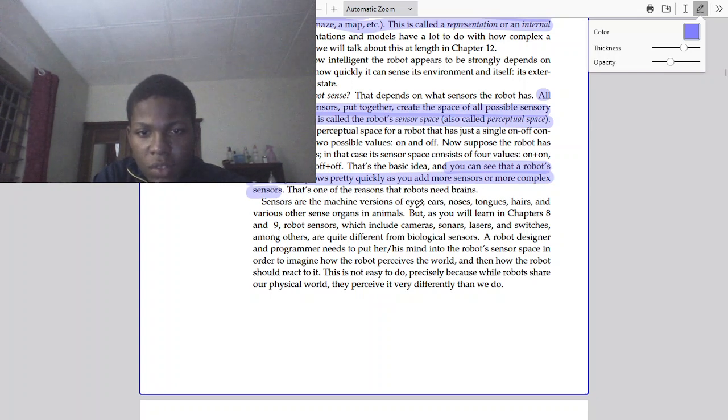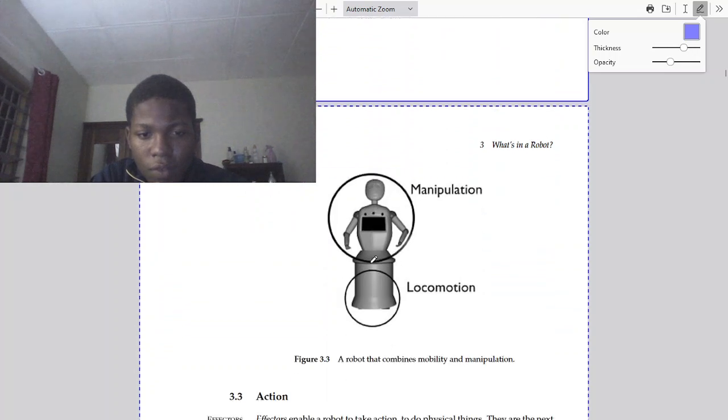Sensors are a machine version of eyes, ears, noses, tongues, and various other sense organs in animals, which you will learn in chapters 8 and 9. Robot sensors, which include cameras, sonars, lasers, and switches, among others, are quite different from biological sensors. A robot designer or programmer needs to put his or her mind into the robot sensor space in order to imagine how the robot perceives the world, and how the robot should react to it. It's not easy to do, precisely because while robots share our physical world, they perceive it differently from how we do.